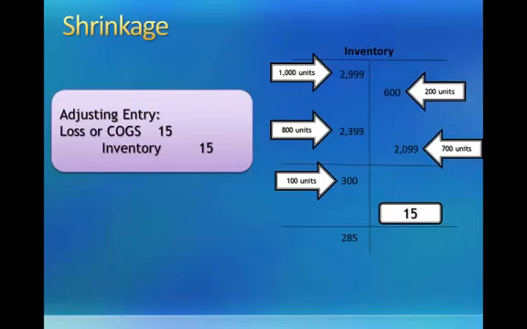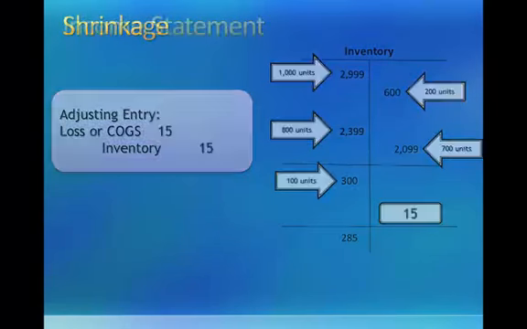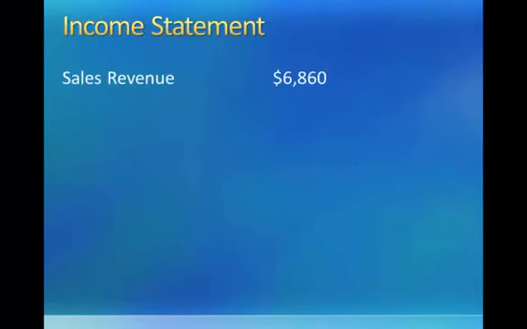Our adjusting entry includes the credit to inventory for $15 to get us to the desired ending balance, and it also includes a debit to either a loss account or cost of goods sold. Both of these accounts reduce net income. It should be logical that if inventory disappears, that's a cost of doing business that should increase our expenses and reduce net income. The next thing we want to look at is our income statement.